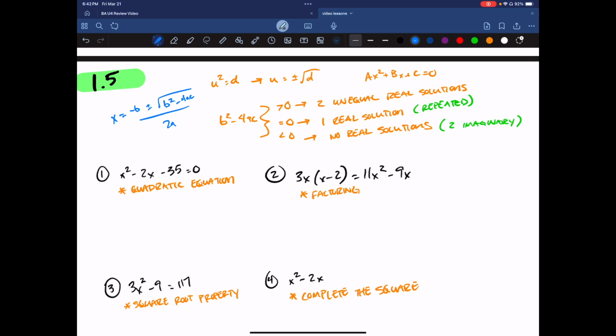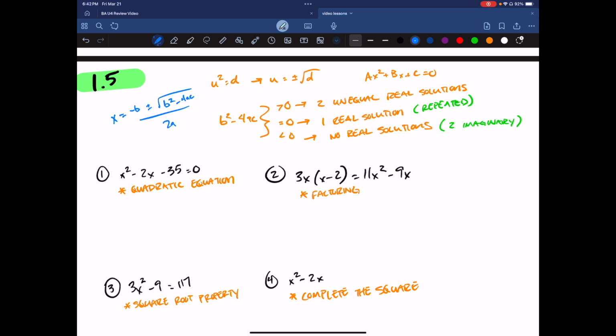Because it's under the square root, if it's positive, it tells us one thing. If it's zero, it tells us another thing. And if it's less than zero, otherwise known as negative, it also tells us something. In 1.5, we're solving all these things for x, and a lot of times we get more than one x. But we're trying to figure out what the solutions of x are.